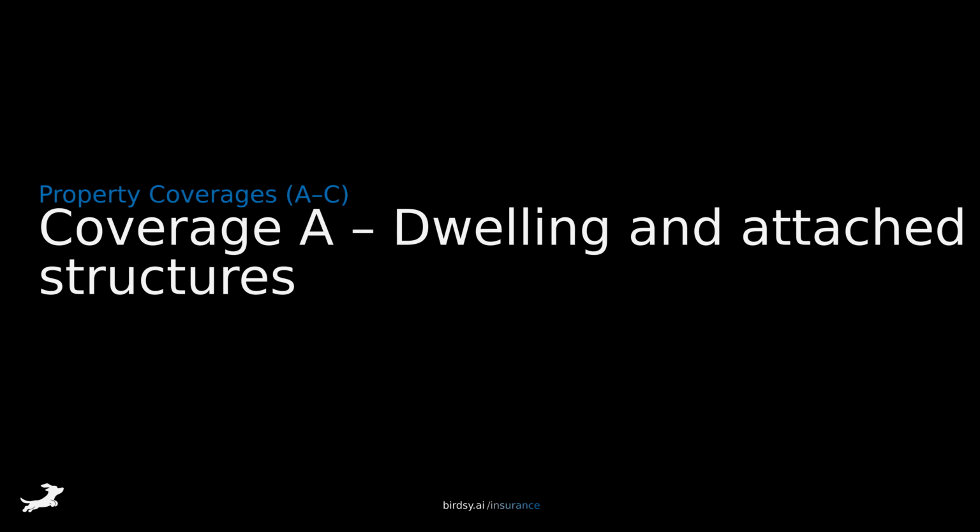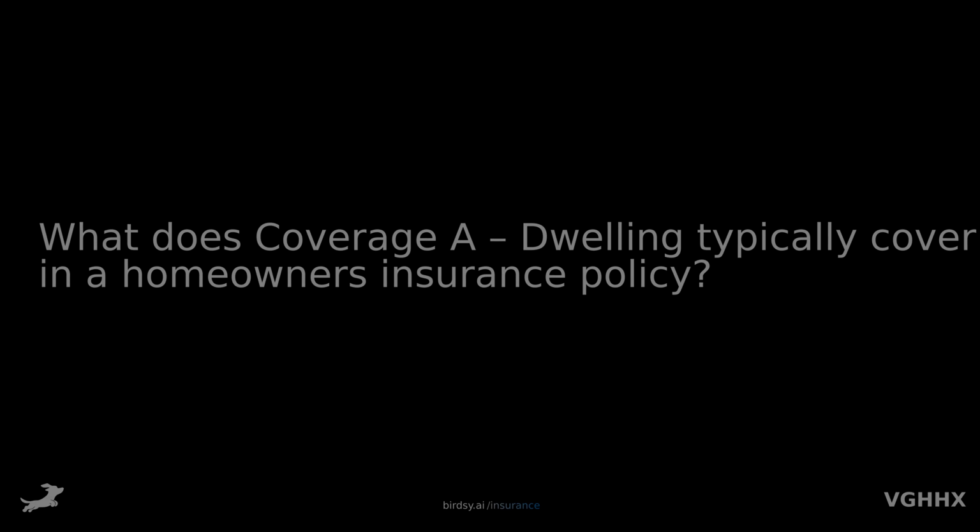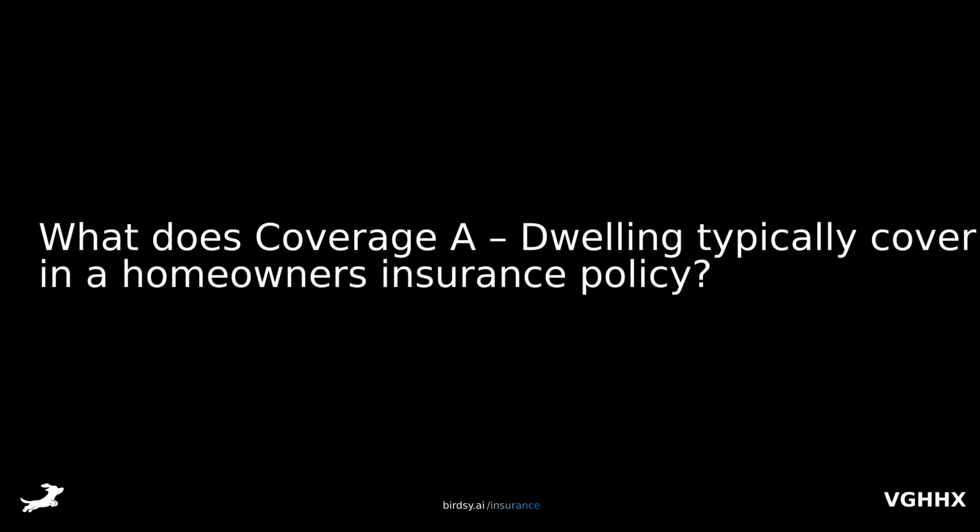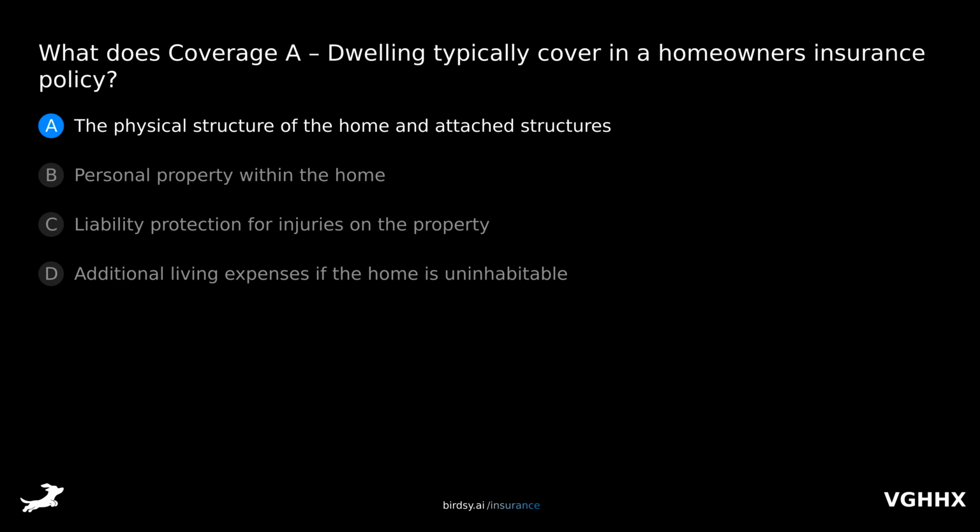Property coverages A to C. Coverage A, dwelling and attached structures. What does coverage A, dwelling, typically cover in a homeowner's insurance policy? Is it A, the physical structure of the home and attached structures, B, personal property within the home, C, liability protection for injuries on the property, or D, additional living expenses if the home is uninhabitable?